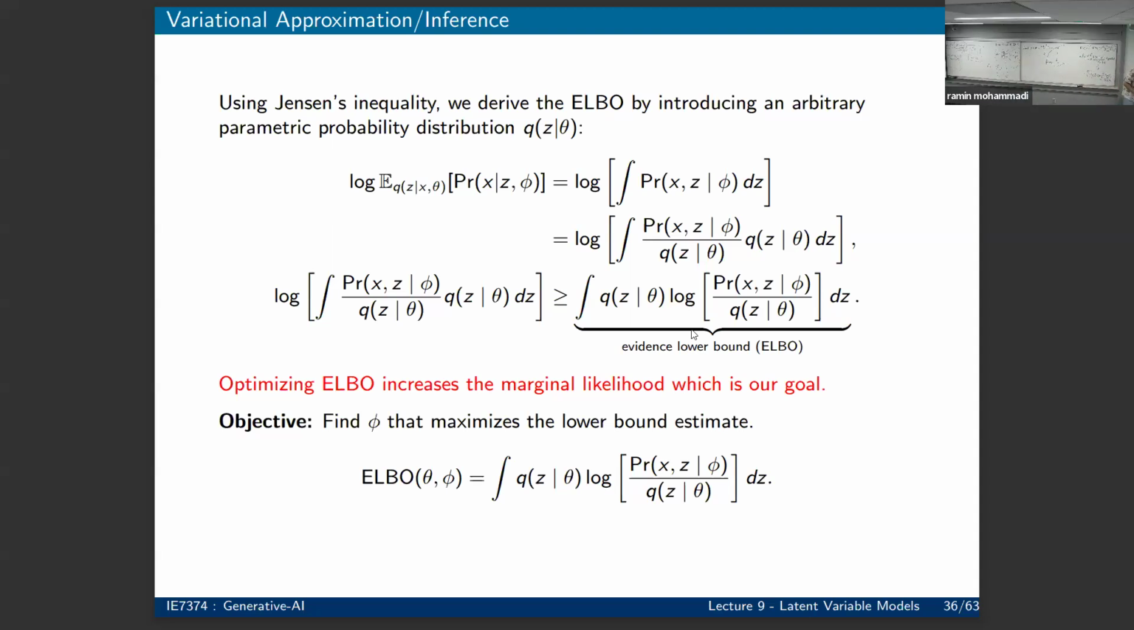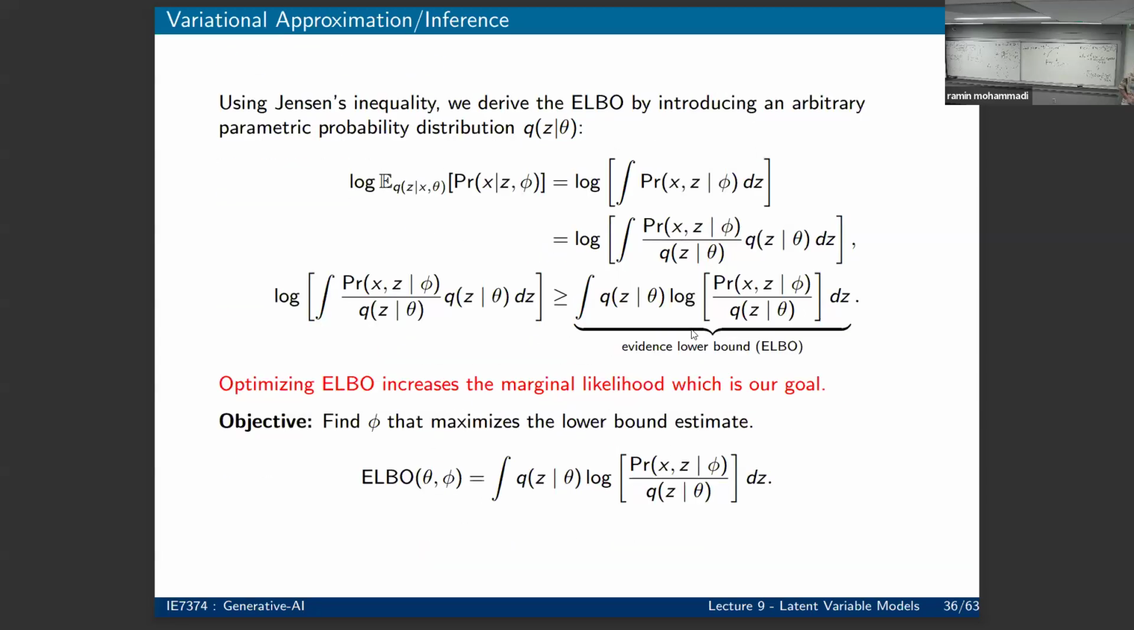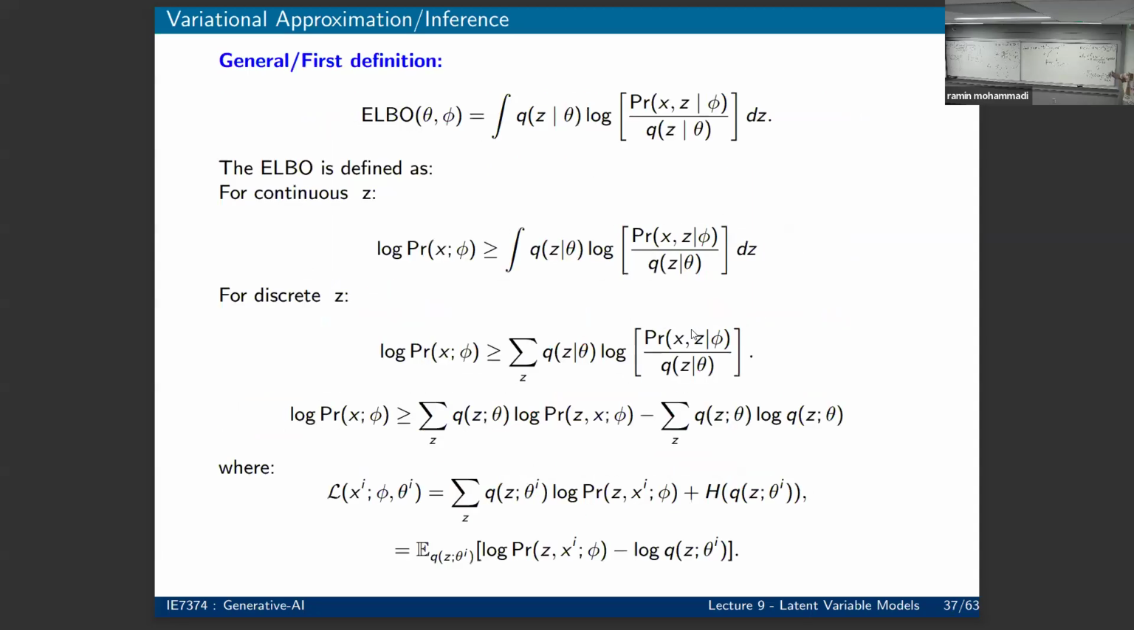All right. Now when we want to talk about this ELBO, there are different ways that you can present it. The first, general definition of ELBO is this: you have, again, some integration. This is for one data point, technically.